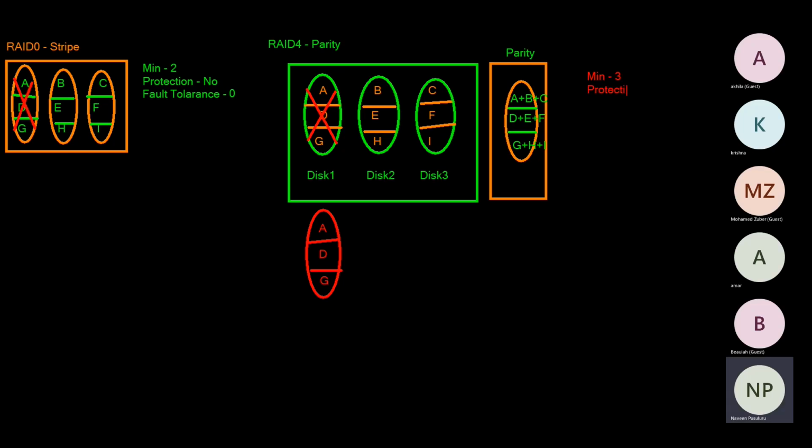Do we have protection in RAID 4? Yes, we have protection in RAID 4. So what is the fault tolerance here? Fault tolerance is 1. That means there will be no data loss if a single drive fails. But if more than that fail, then obviously we will have data loss. That is what we call fault tolerance.